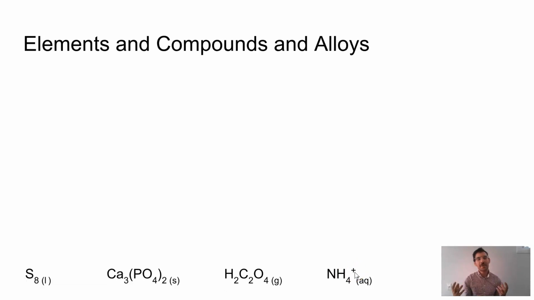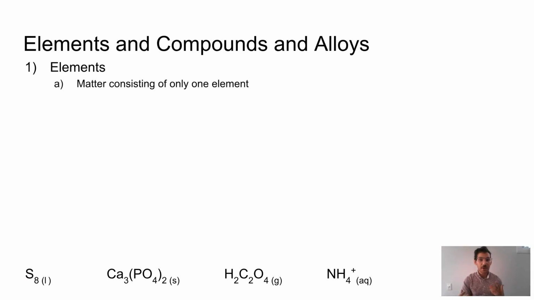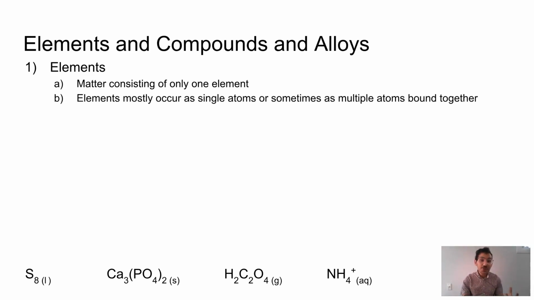So earlier I mentioned that chemicals could be divided into elements, compounds, and alloys. Let's talk about those. Elements: if I'm talking about an element, this is going to be matter consisting of only one element. And usually elements are going to occur as single atoms or sometimes as multiple atoms bonded together. So here are some examples.